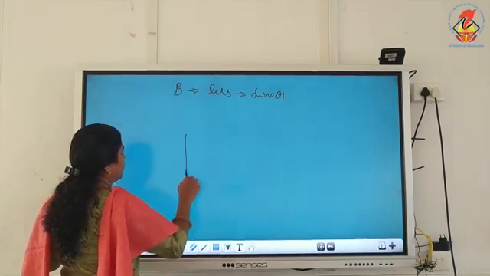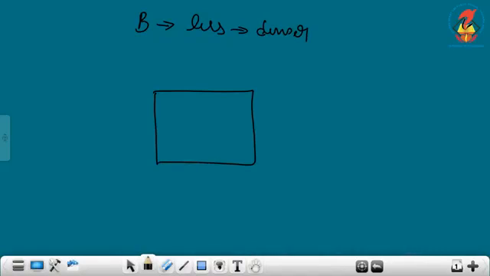Now, I will consider from air to glass. This one is air, this is glass. Air is the most rarer medium. So, air is a rarer medium and glass is a denser medium.